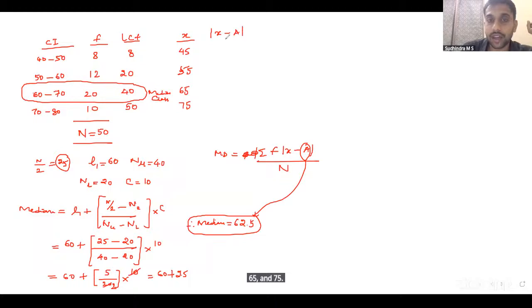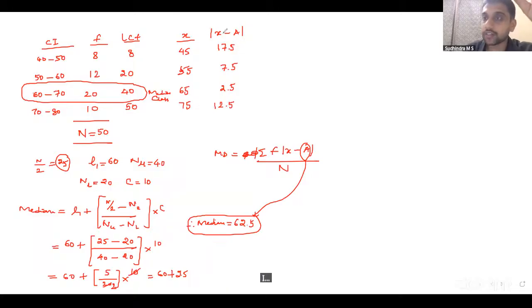Modulus of x minus a: 45 minus 62.5 is minus 17.5, I'll write 17.5. 55 minus 62.5 is minus 7.5, I'll write 7.5. 65 minus 62.5 is 2.5. 75 minus 62.5 is 12.5.